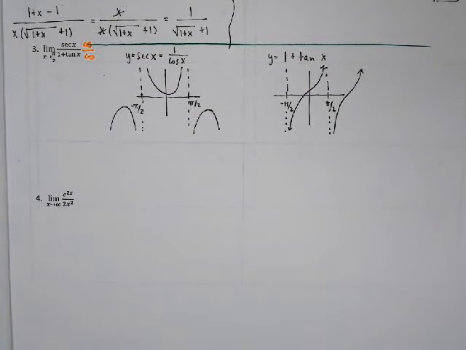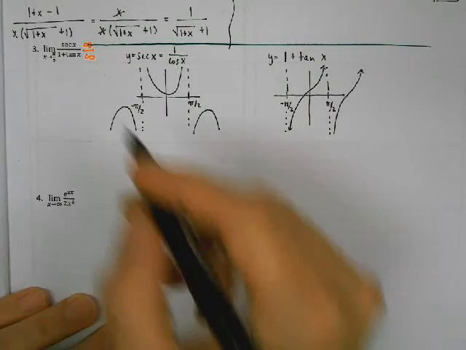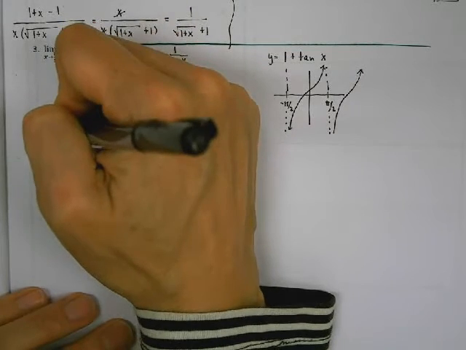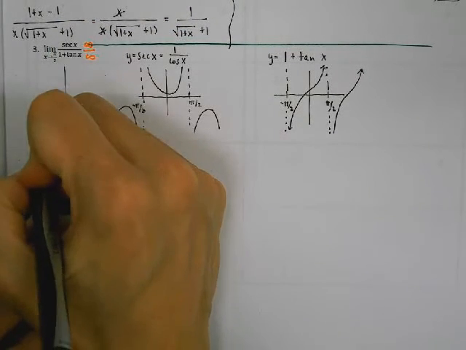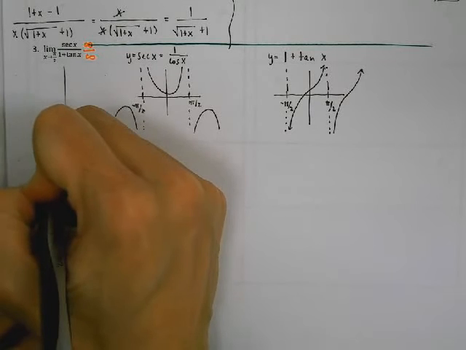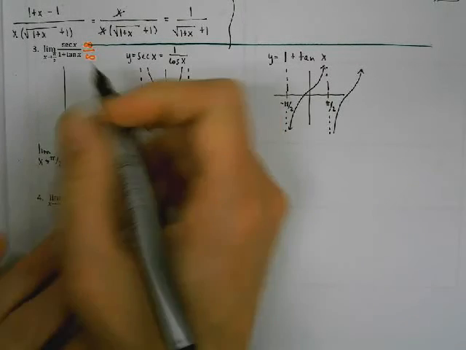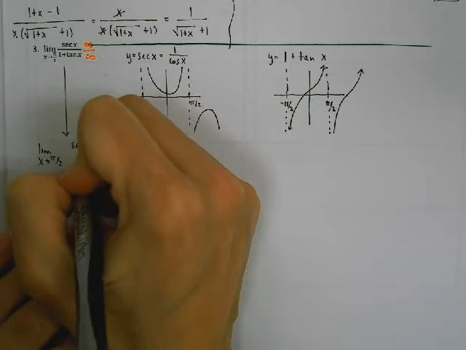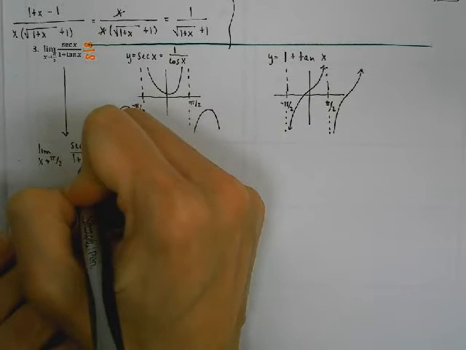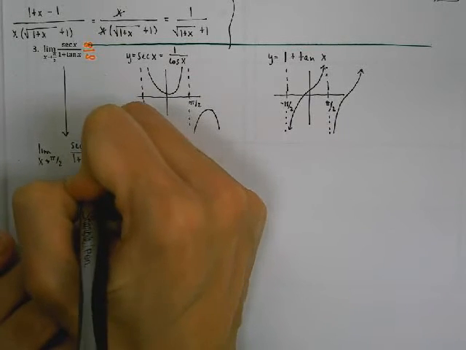So now we know our form is infinity over infinity. That is an indeterminate form, so we know we can go ahead with L'Hopital's rule. So I'm going to jump down here. Now I'm looking at the limit as x approaches pi over 2 of secant x over 1 plus tangent of x.